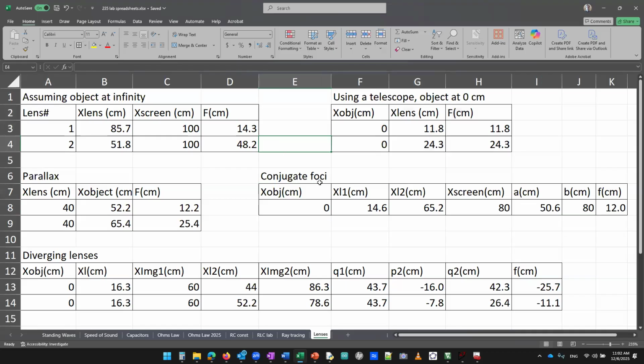So now after conjugate foci, we're focusing on diverging lenses. Diverging lenses do not focus.